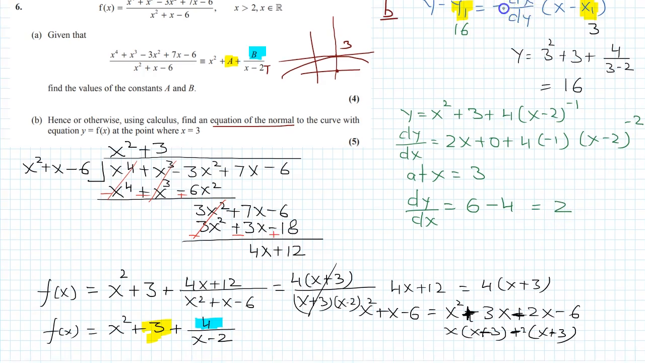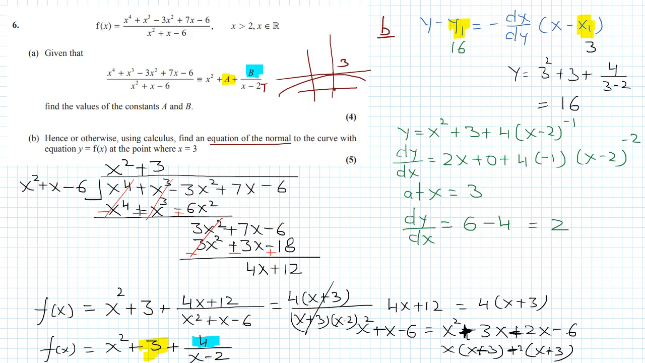So this dy over dx is 2, so minus dx over dy is minus half. So the equation of the normal will be y minus 16 is equal to minus half times (x minus 3).